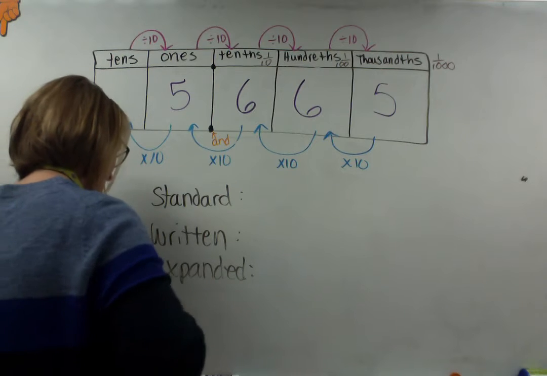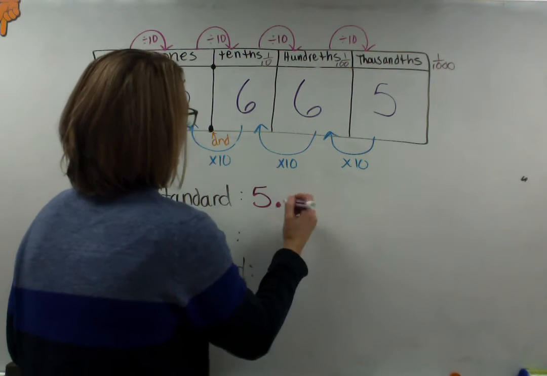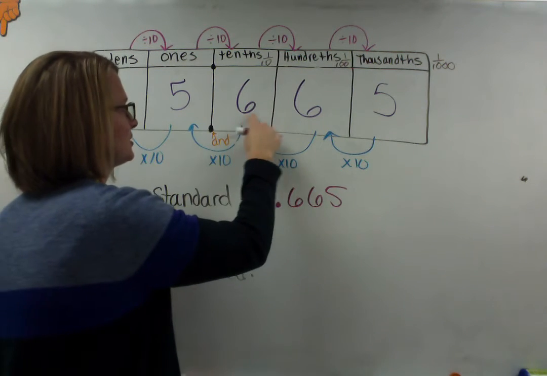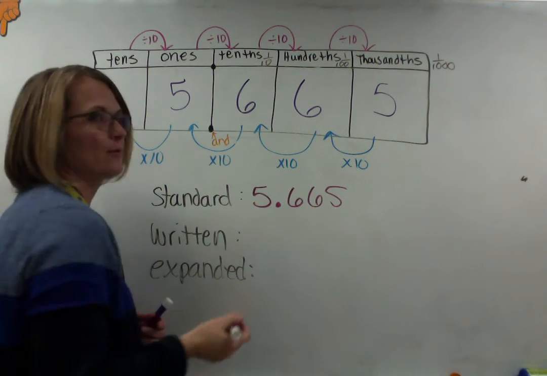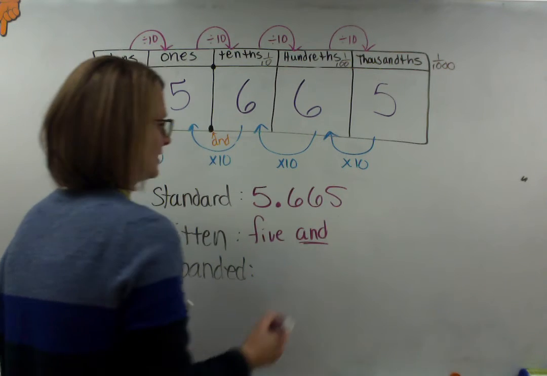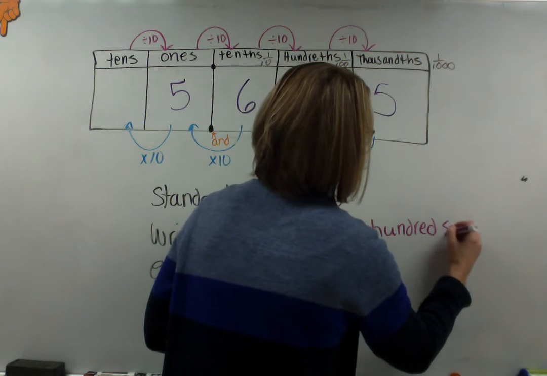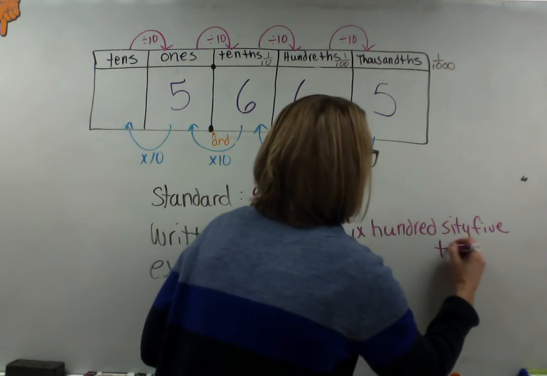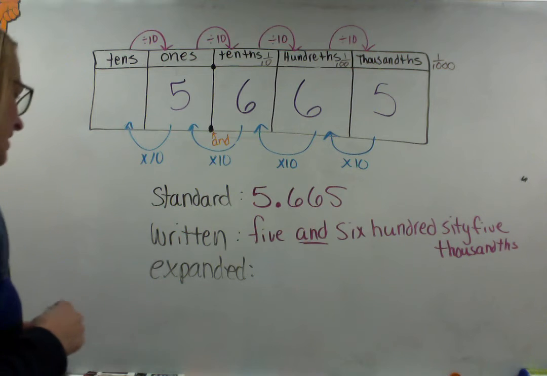So standard form, again, I'm just going to write 5 decimal 665, and I would say it 5 and 665 thousandths because it ends in the thousandths place. And I would write it the way I would say it. So I'd write it 5 and, remember, and is the decimal, 665, and I'm going to have to continue it down here so you guys can see it, thousandths. All right? Now my expanded form.